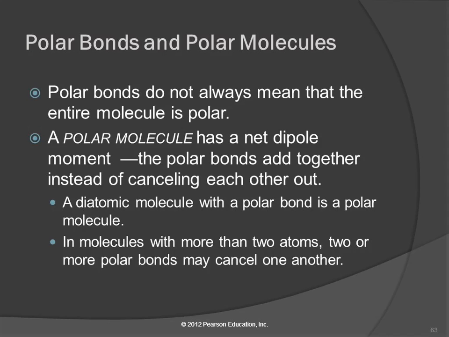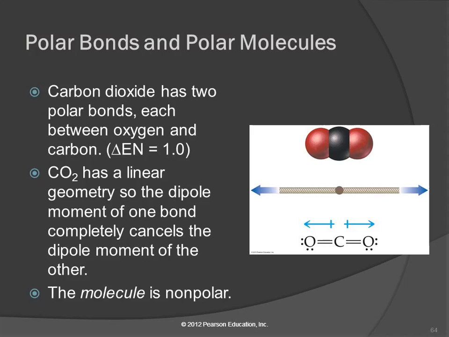So if we have a diatomic molecule, diatomic means two atoms, right? Two atoms, you only have one bond. So in that case, if the bond is polar, the molecule is polar. But when you have more than two atoms, you have to consider the shape of the molecule and the bonds, whether they're polar or not, because they could cancel each other out. So let's look at how that works.